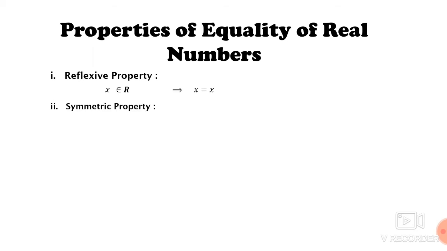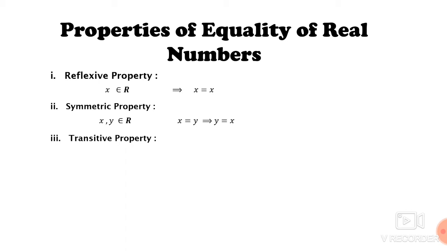Next, symmetric property. If we consider two numbers x and y which belong to the set of real numbers, then x equals y implies y equals x. If we consider two real numbers such that x is equal to y, it means y is also equal to x. This is the symmetric property.